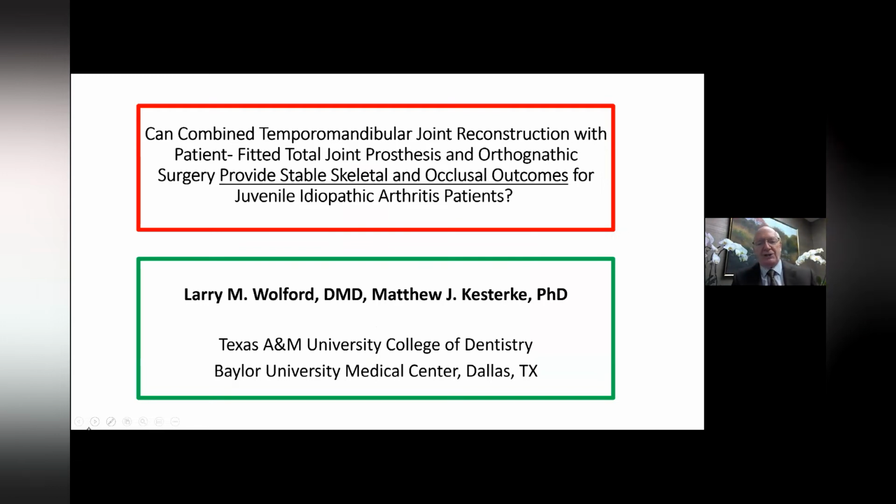So we've done a couple studies, and that was one of the purposes of the paper that I submitted to PAR. And the first study that we're going to look at here is where we looked at using this particular protocol of reconstructing the temporomandibular joints and advancing the mandible with that patient-fitted prosthesis and doing the orthognathic surgery, including repositioning the maxilla. We wanted to look at the stability. Is this a stable procedure or is it not?